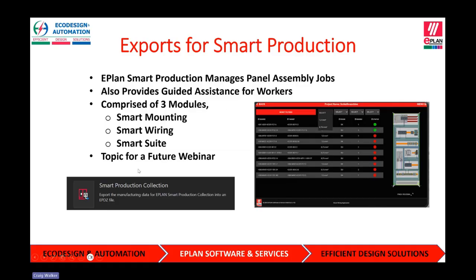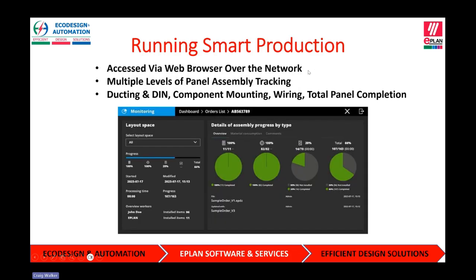We'll be doing a future webinar just on the Smart Production Suite. It also comes with an admin level, so you can actually log in as an admin, look at multiple panels being assembled at once across a factory or an OEM, and then have a look and say, okay, the total completion amount, how much DIN is placed, how much duct is placed, how many components are placed on the panel, and then what is the percentage completion of the wires and total completion. And you can track every job down to that level.